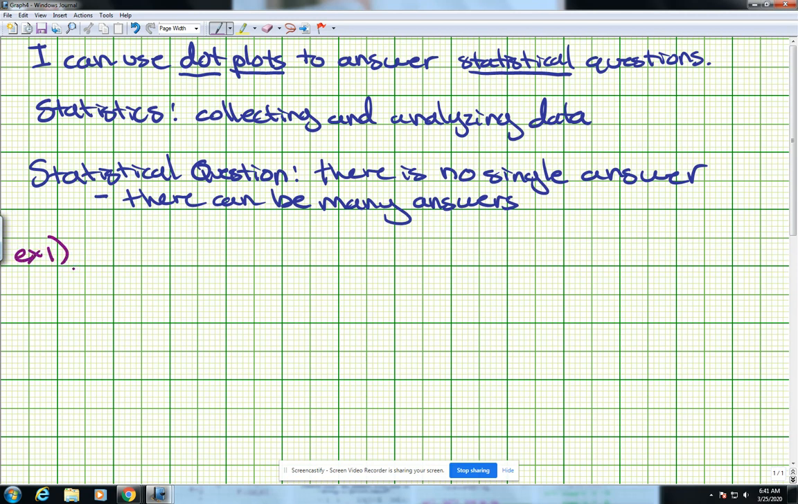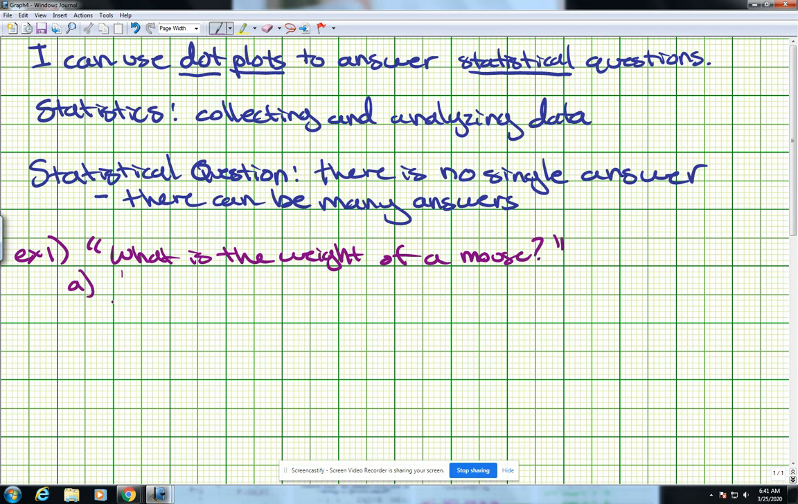The question on 392 says, you conduct a science experiment on house mice. Your teacher asks you, what is the weight of a mouse? Question A says, is this a statistical question, and explain. First, let's get down the question our teacher asks us. It says, what is the weight of a mouse? That's the question we're taking a look at.